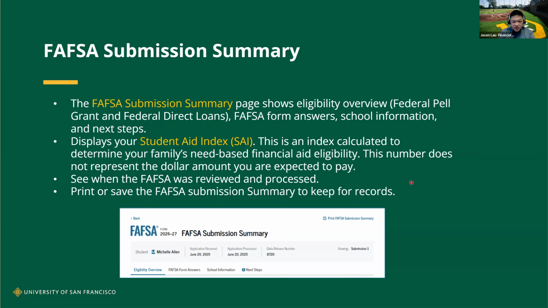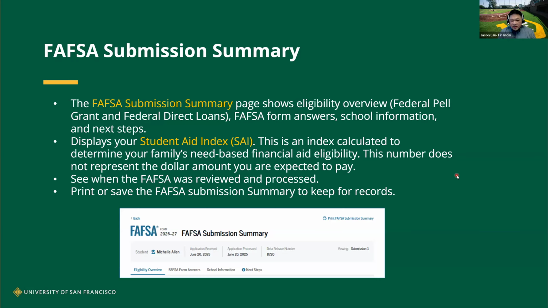This will also display your Student Aid Index, or SAI. This is to basically determine the financial need of your family and the need-based financial aid eligibility. This does not represent a number or an amount that you'll be paying. It is simply an index or a number that we use to determine need-based aid.